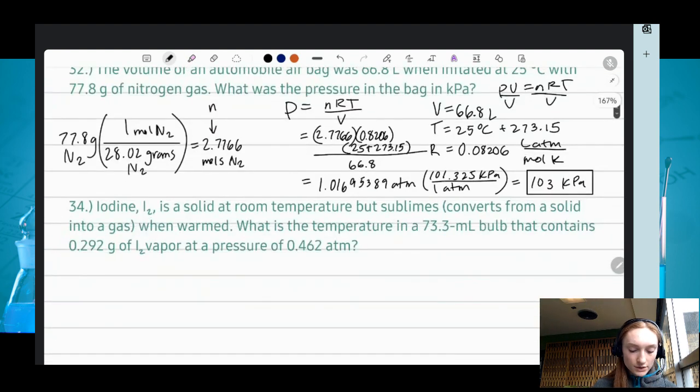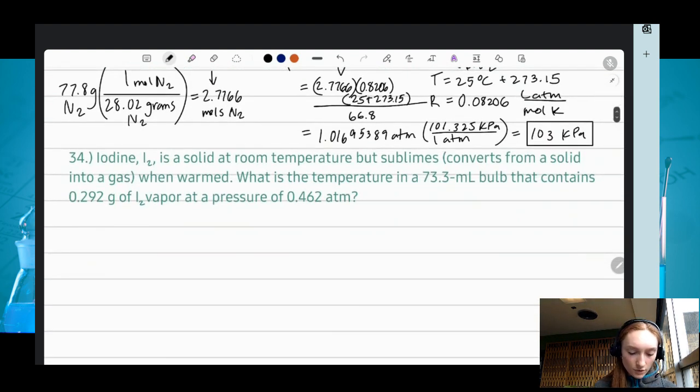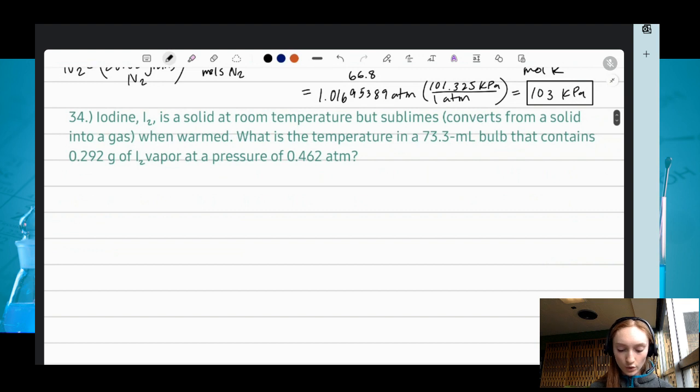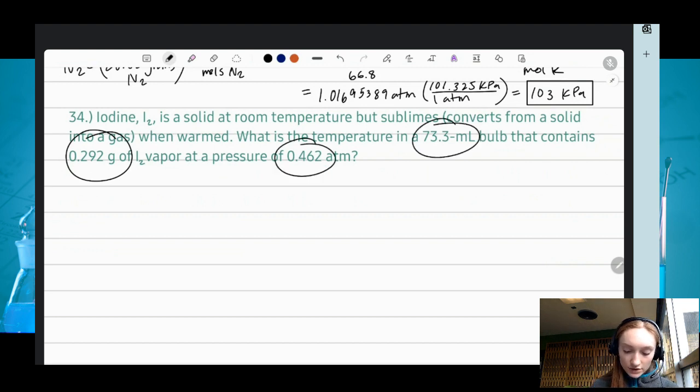Okay, let's move on to question 34. It says iodine, I2, is a solid at room temperature, but sublimes, converts from a solid into a gas when warmed. What is the temperature in a 73.3 milliliter bulb that contains 0.292 grams of iodine gas vapor at a pressure of 0.462 atmospheres? We are working with a gas, and it gave us grams, so we'll need to convert that into moles. We're given a pressure and a volume, so we're already given 3 of the values that we need.